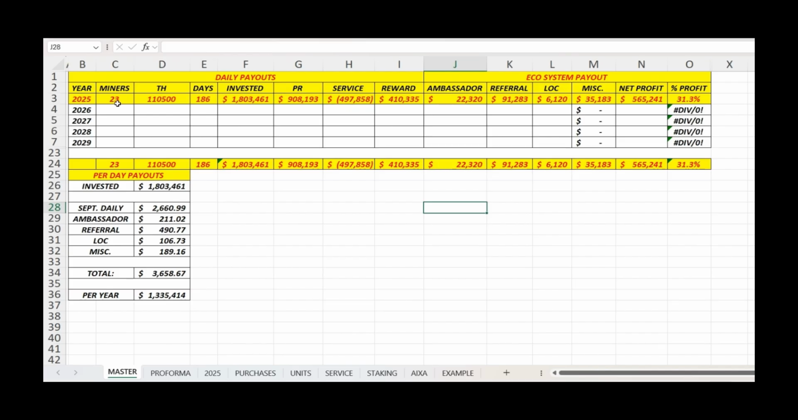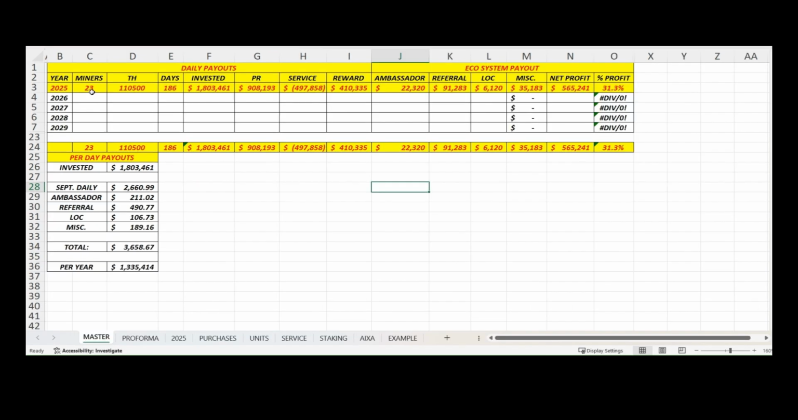Invested $1,803,461. The daily payouts alone, $2,660.99 average daily payouts. Ambassador program pays $211.02 per day on the average. Referral $490.77 per day on the average. And the lock $106.73 per day on the average. Then miscellaneous would be $189.16. The total daily payout is $3,658.67. This would give you a total payout per year, if this average held true for the whole year, of $1,335,414.